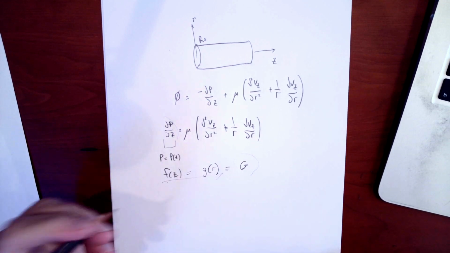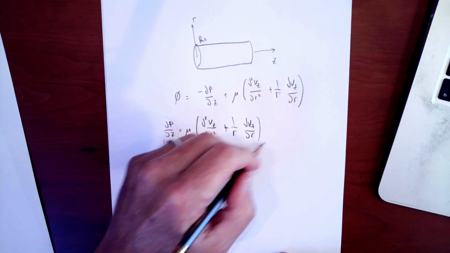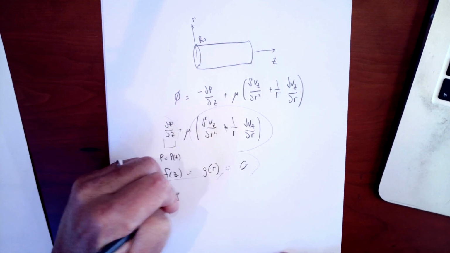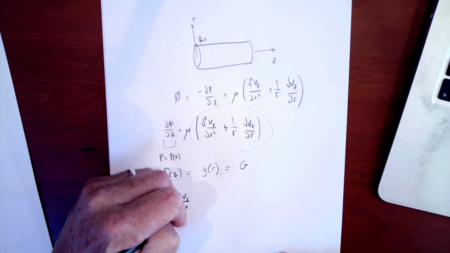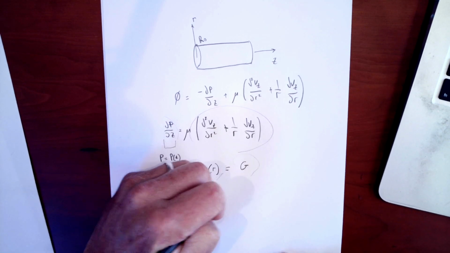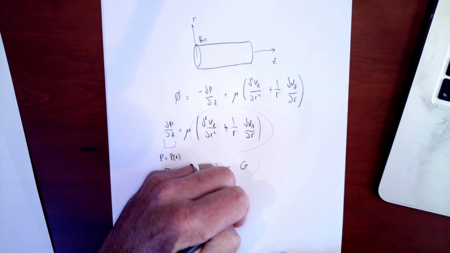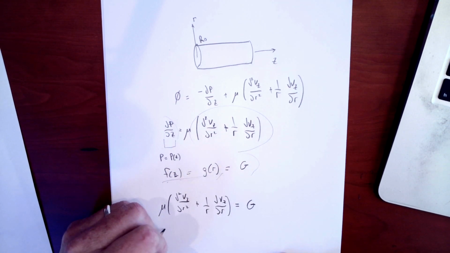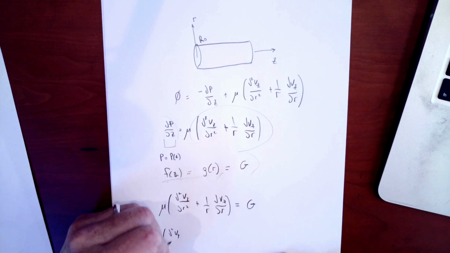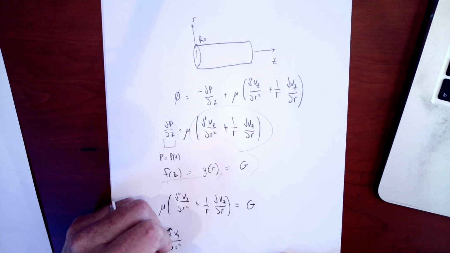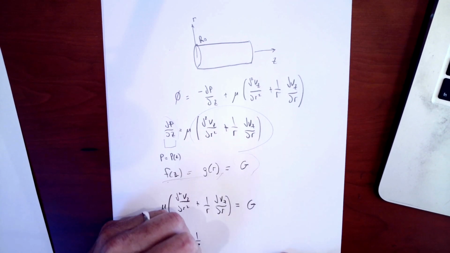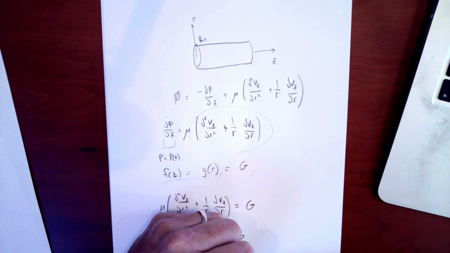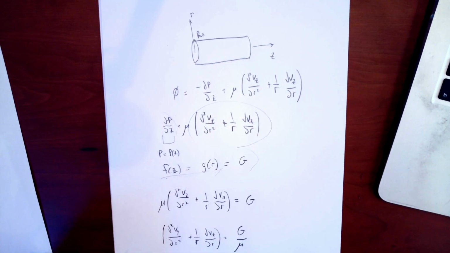So now we're going to go ahead and just write the equation for velocity in terms of this new constant. So we have mu times d squared vz dr squared plus 1 over r dvz dr is equal to g. And now we'll take the mu over to the other side, and we have d squared vz dr squared plus 1 over r dvz dr is equal to g over mu. So that is the equation we're hoping to integrate.